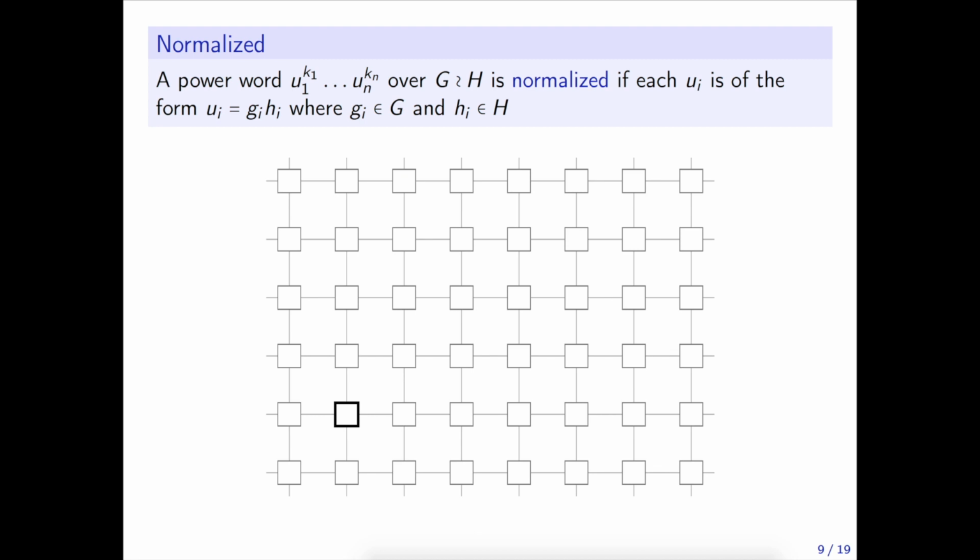With this intuition of the wreath product in mind, let us turn back to the knapsack problem and the power word problem. It is convenient to assume a certain normalized form. Say that a power word over a wreath product G wreath H is normalized if each of the elements u_i is a product of some g_i in G and some h_i in H. So this means u1 puts g1 in the current cell and then moves the cursor by h1. And this is repeated k1 many times. Then u2 puts g2 into the current cell, moves the cursor by h2, and so on. For the cases that we will consider, we can always assume normalized power words. And for the knapsack problem, we can also assume a similar normal form.